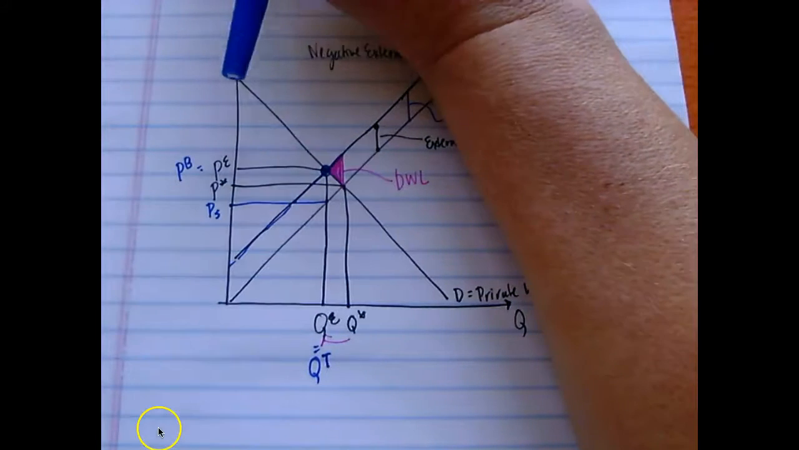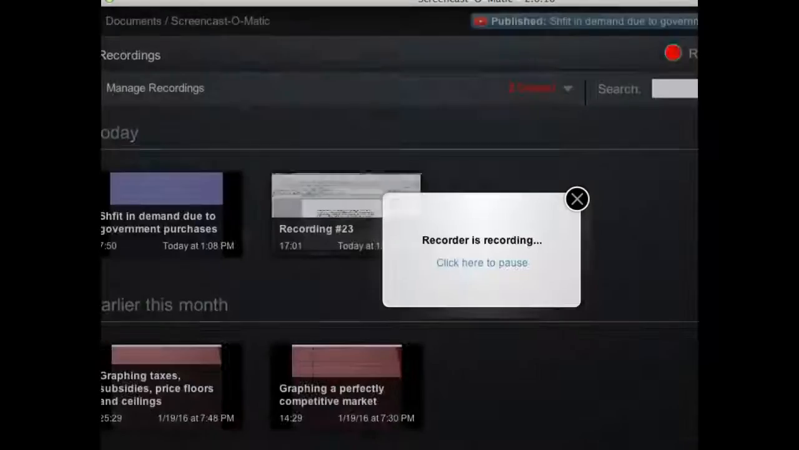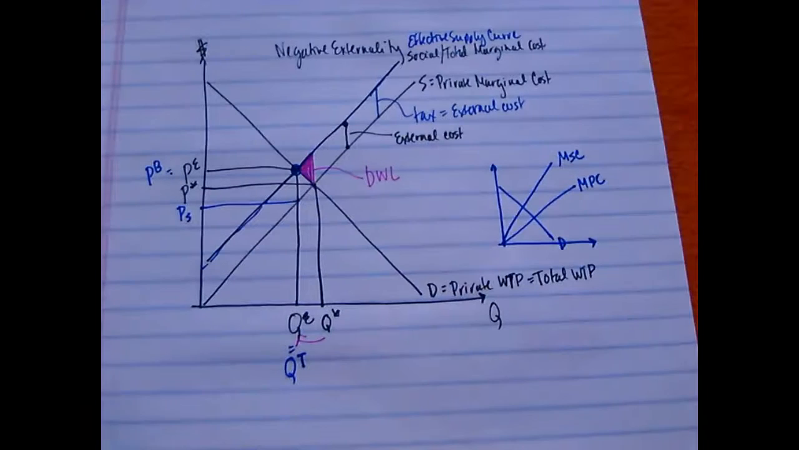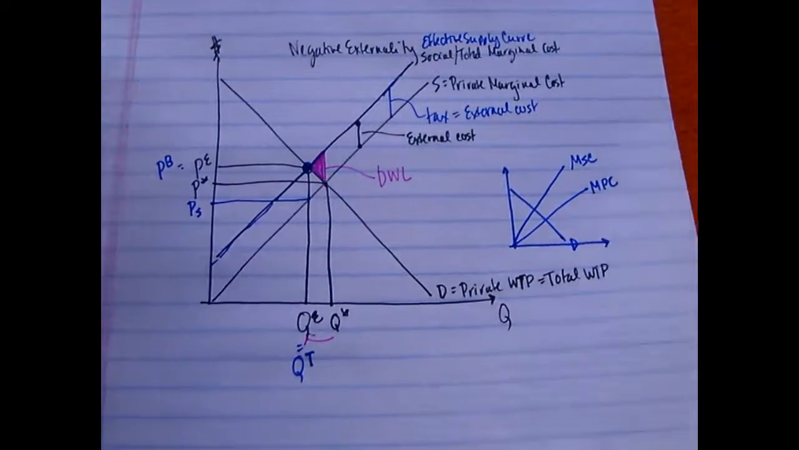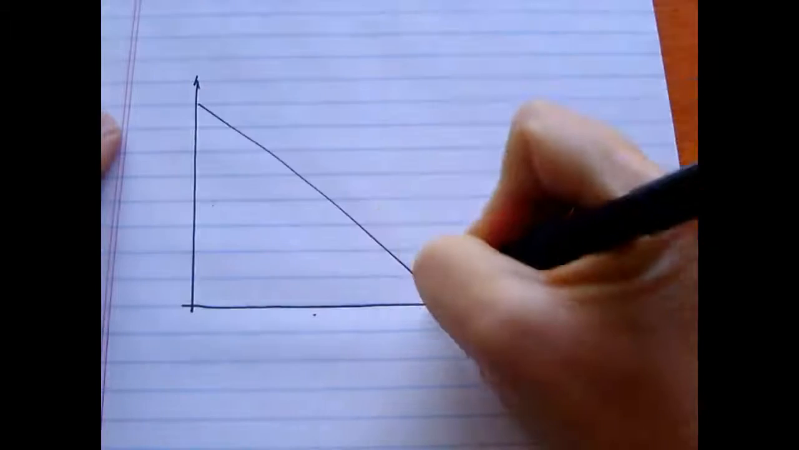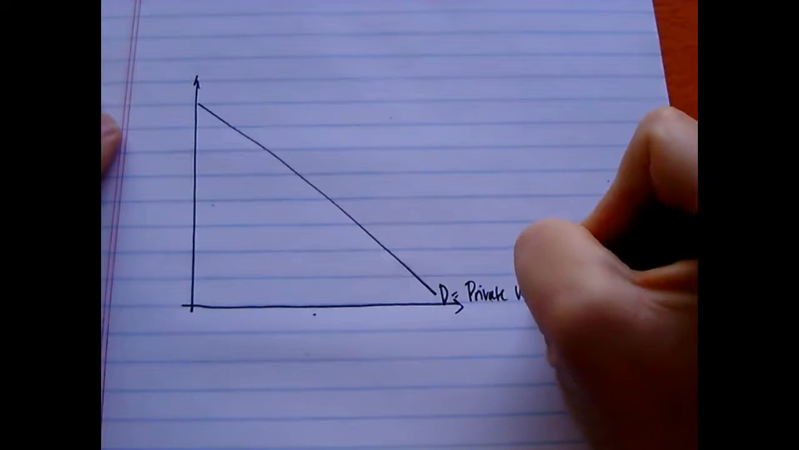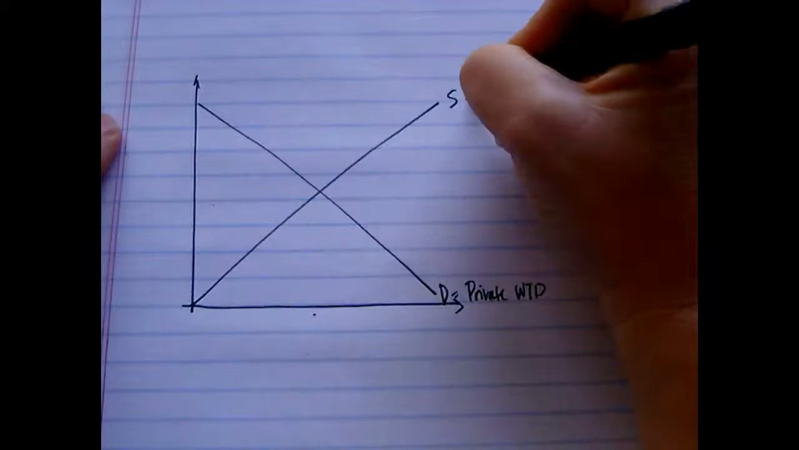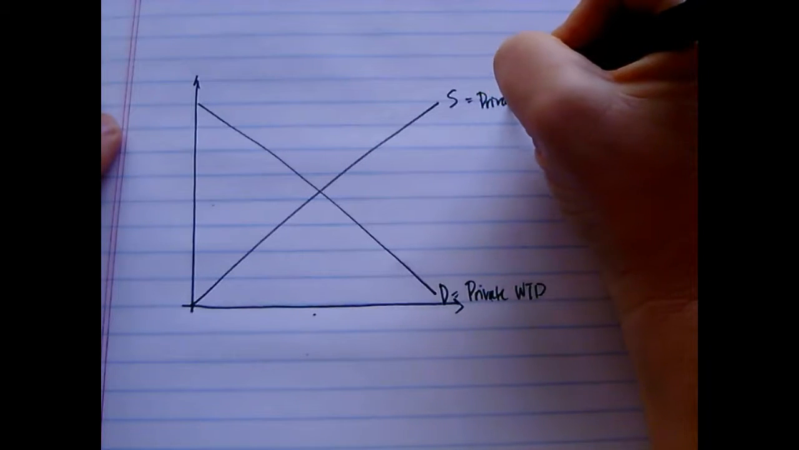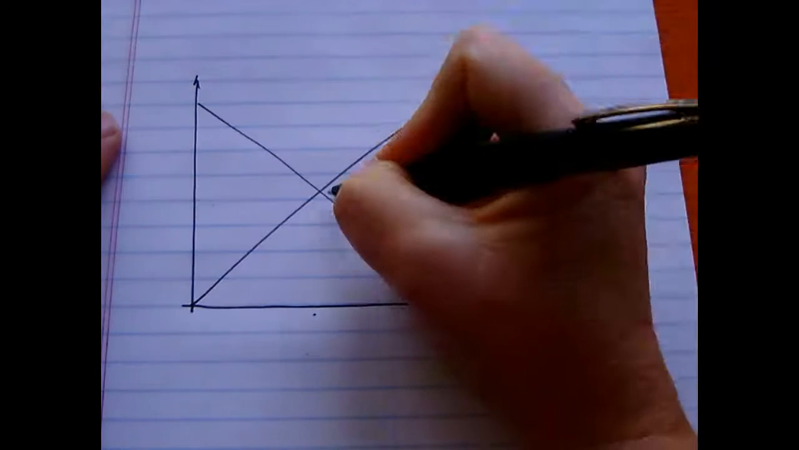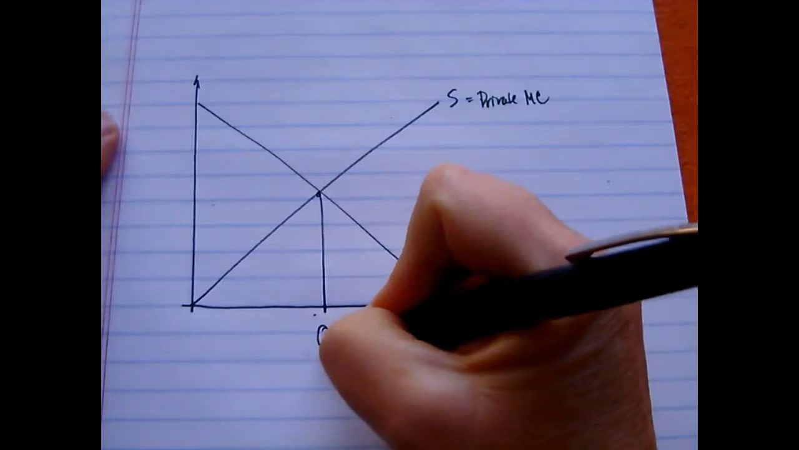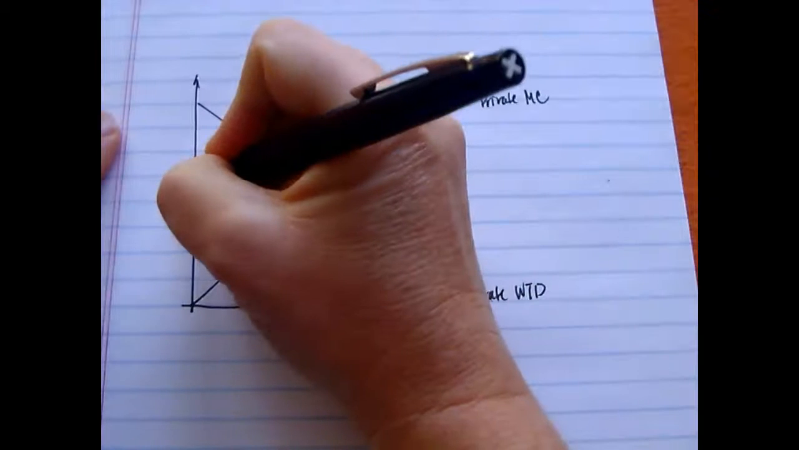Okay, let me just pause it for a second. Okay, so the next thing we want to do is a positive externality. Start with the same setup: demand equals private willingness to pay, supply equals private marginal cost, and the market equilibrium price and quantity.